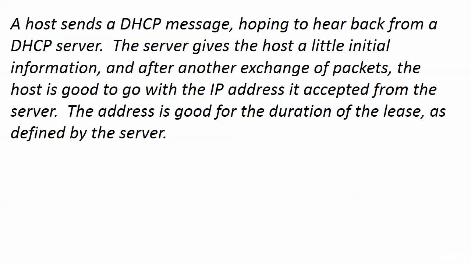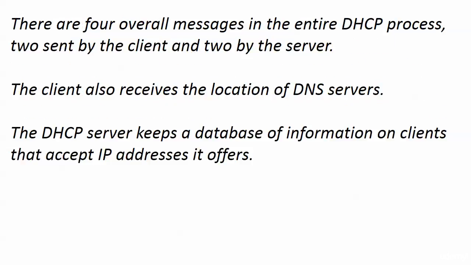A host sends out that initial DHCP message and it's hoping to hear back from a DHCP server. That server gives the host a little bit of initial information, and after another exchange of packets, the host is good to go. It's got its IP address and has some other information that it accepted from the server, and we know that address is good for the duration of the lease, and that lease is defined by the server. 4 overall messages in the entire process, 2 sent by the client, 2 by the server.